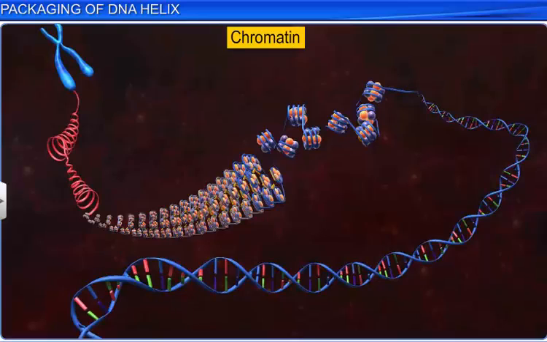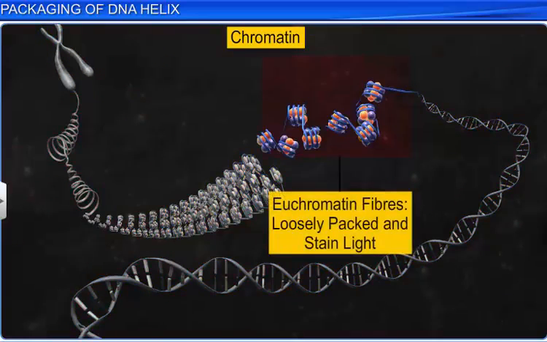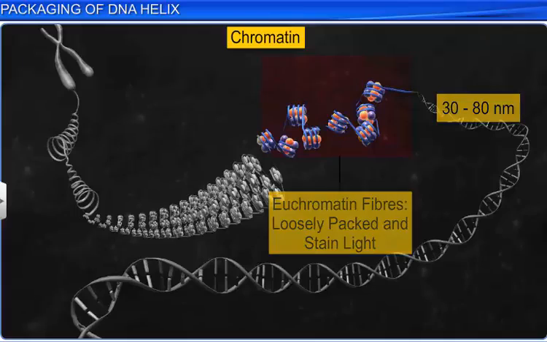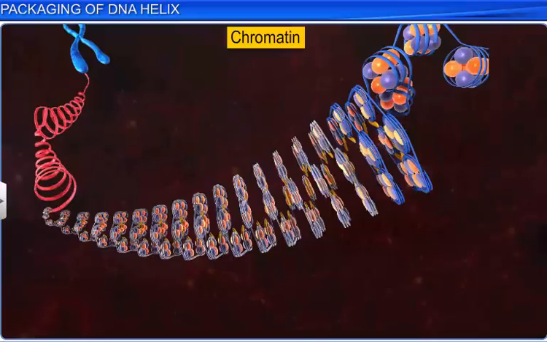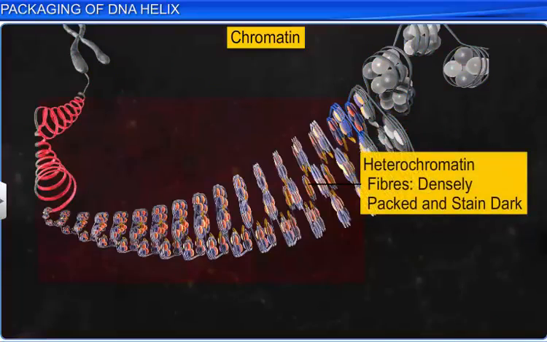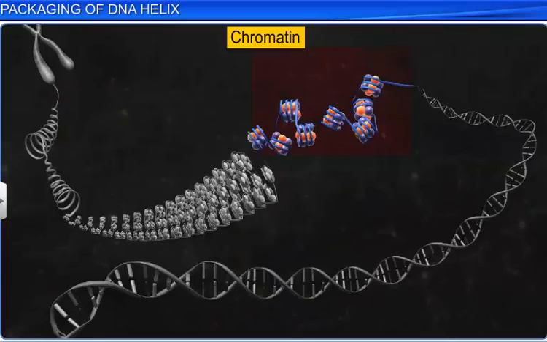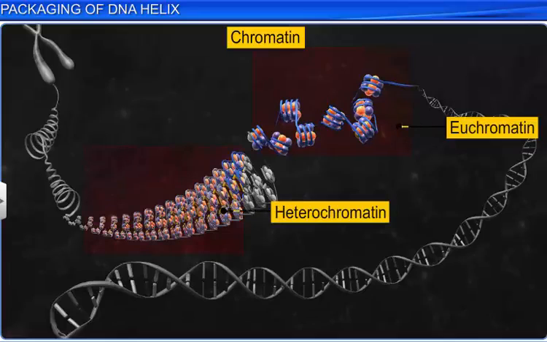In a typical nucleus, euchromatin fibers of 30 to 80 nanometers in diameter are loosely packed and stain light. On the other hand, heterochromatin fibers of about 300 nanometers in diameter are more densely packed and stain dark. Moreover, of the two types of chromatin fibers, euchromatin is transcriptionally active, while heterochromatin is inactive.